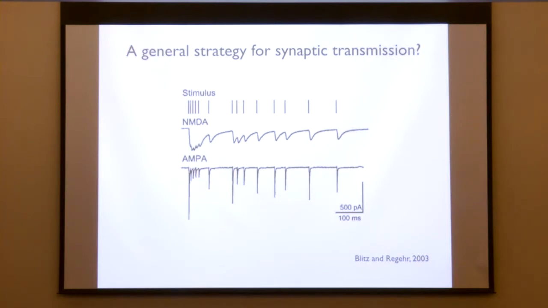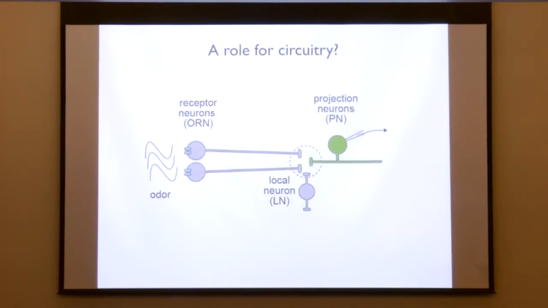So maybe this is sort of a general strategy for excitatory synapses to have these two different frequency components. So that's part of the answer of why we saw something different when we looked at synaptic physiology versus the intact synapse. Is there also a role for this circuitry? So I told you that there are these inhibitory interneurons that play a role at this synaptic relay. And the reason we thought about these is that previous work had shown that these inhibitory neurons actually target the presynaptic terminals of the ORNs.